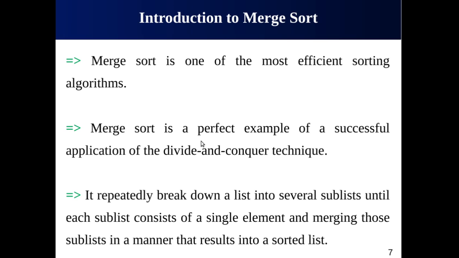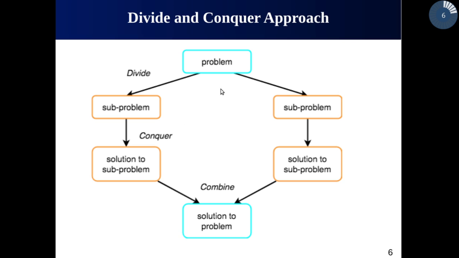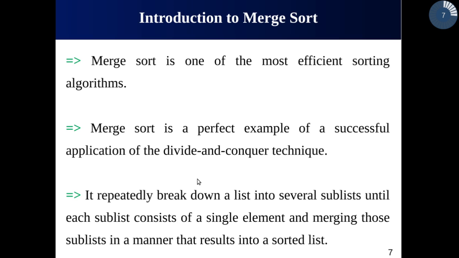It means that merge sort will also follow the three-step approach that we just saw in the divide and conquer approach. So merge sort, first it will divide the problem, then it will conquer the subproblems, and finally it will combine the solutions of the subproblems. Now, how does the merge sort algorithm actually work?